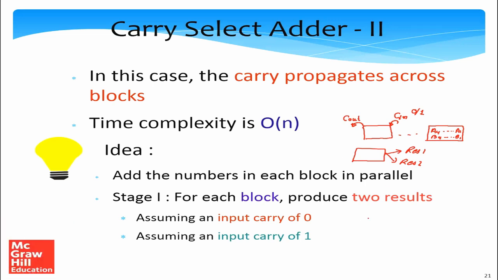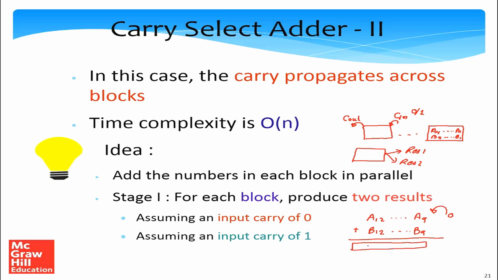Let's say that we are trying to add A12 plus something. So for this particular block, the value of the carry input can either be 0 or 1, right? So we don't know that. So let's first assume the carry input is 0 and let's produce an output.